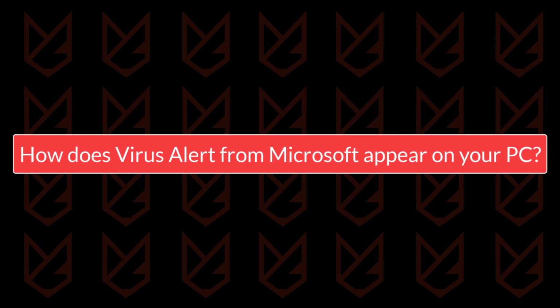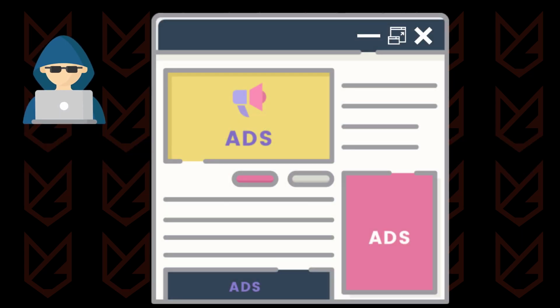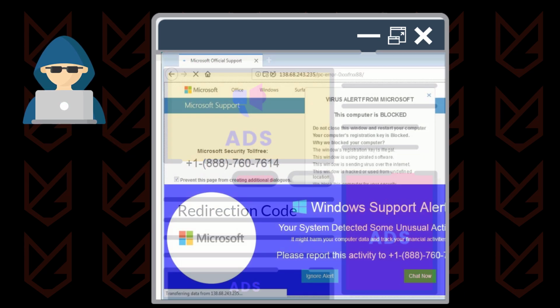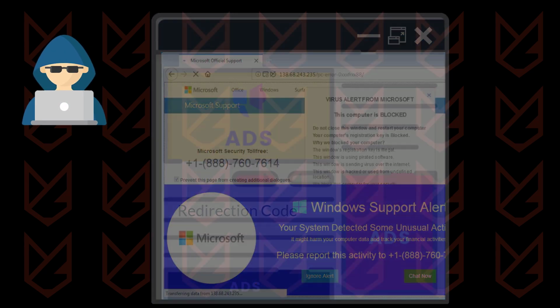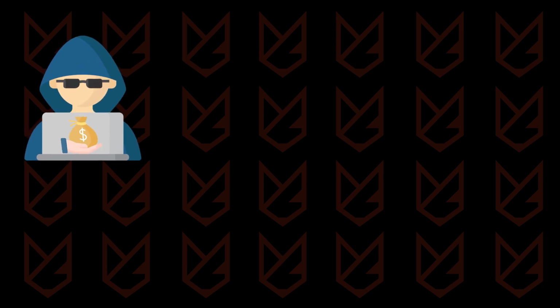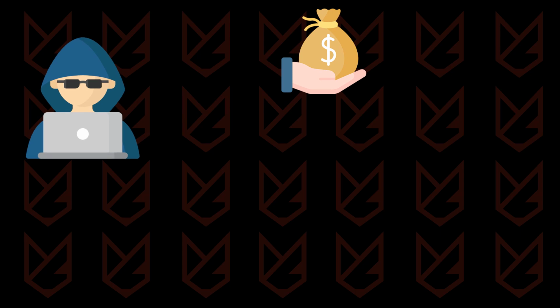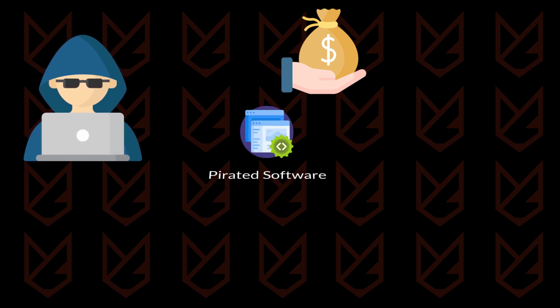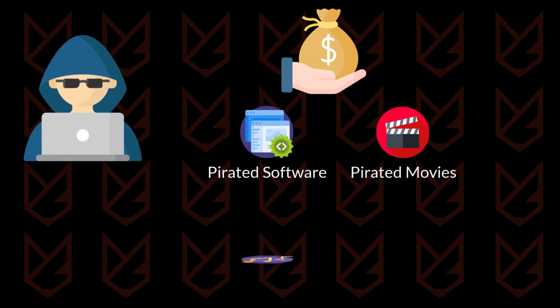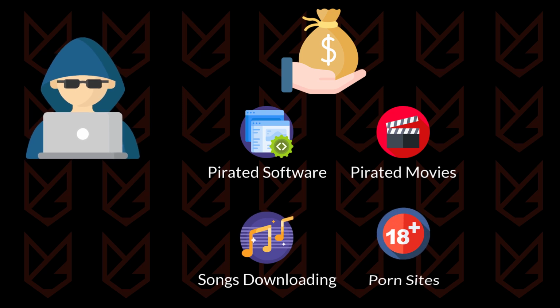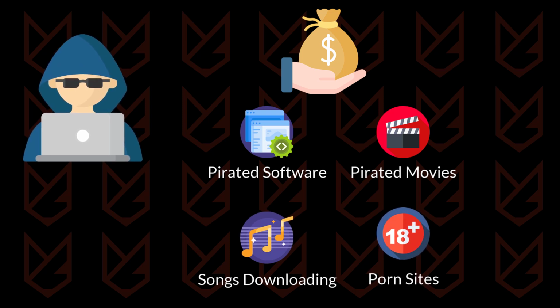How does virus alert from Microsoft appear on your PC? Cybercriminals infect websites by adding redirection codes to their site. So when you visit such websites, you are redirected to the scam pages. They also shake hands with illegal content websites to add the redirection code. So if you visit websites that serve unlawful content like pirated software, movies, songs, downloading sites, and adult content sites, most likely you will be redirected to such scam pages.